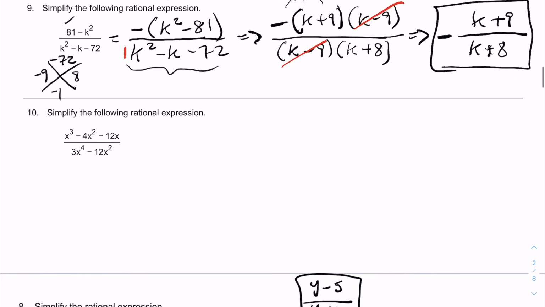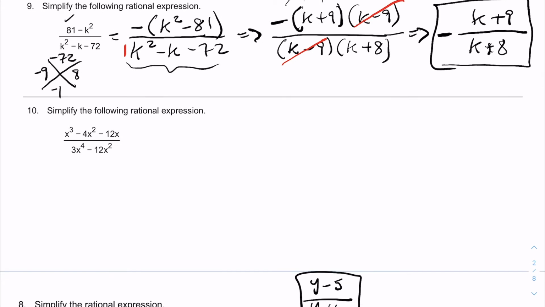Let's take a look at the next one, number 10. And of course, we're going to need to simplify this as well and factor out the greatest common factors, your best bet at first. Looks like there's a common x, which leaves me with x squared minus 4x minus 12. And the beautiful thing about that is that now there's at least a 1 there, which would make it easier to factor.